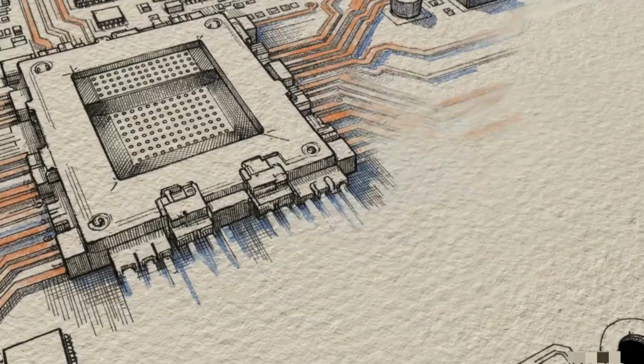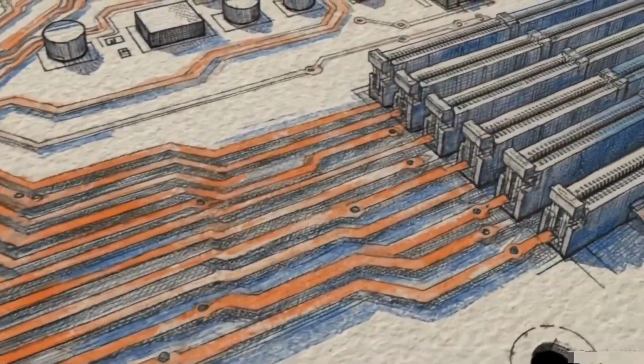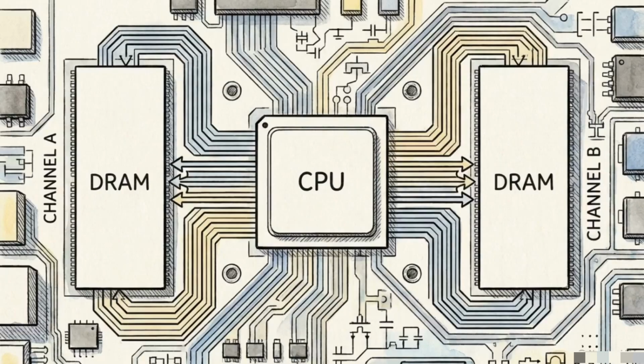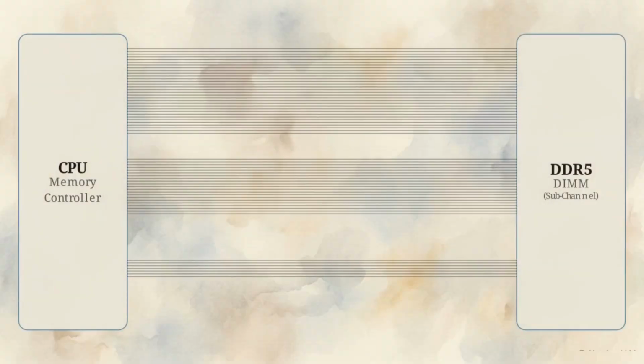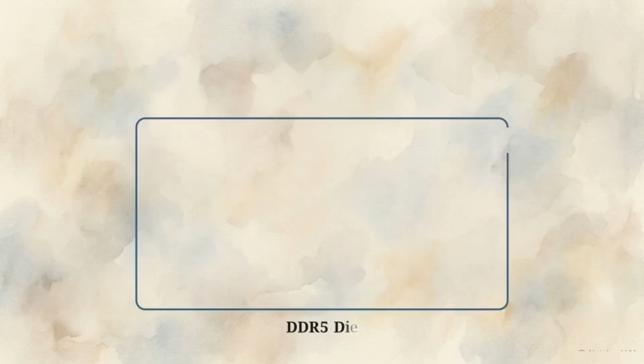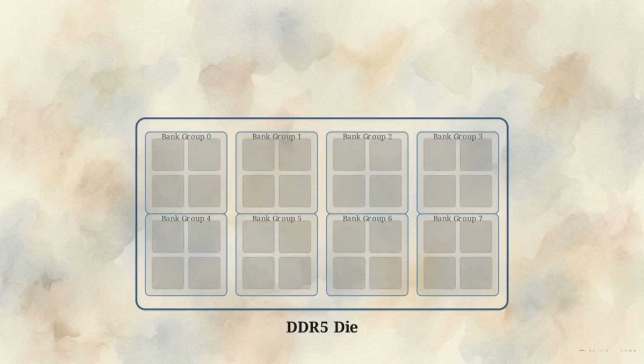the silicon. The journey of our address begins at the memory controller inside the processor, which physically connects to the DRAM modules via two independent memory channels, Channel A and Channel B, routed through the motherboard. Each memory channel operates in parallel, carrying 32 data wires, 21 address wires, and 7 control signal wires. This diagram shows a DDR5 die partitioned into 8 bank groups, each containing 4 banks.